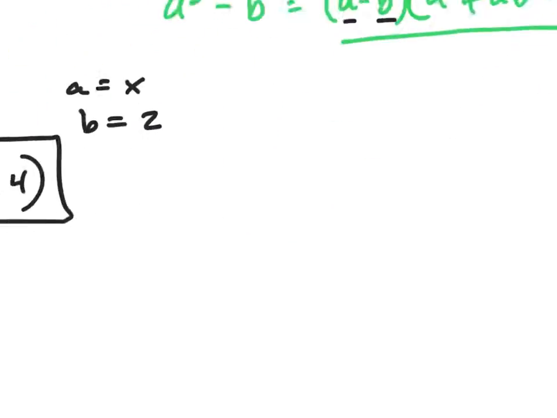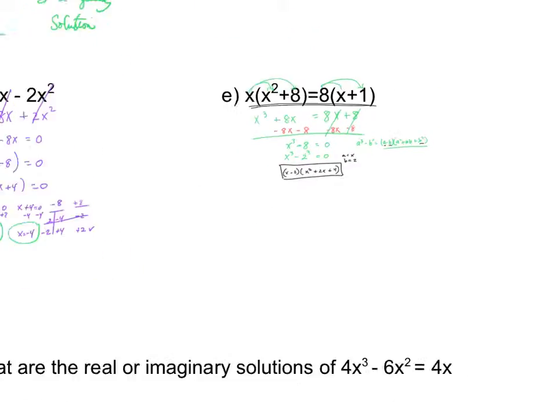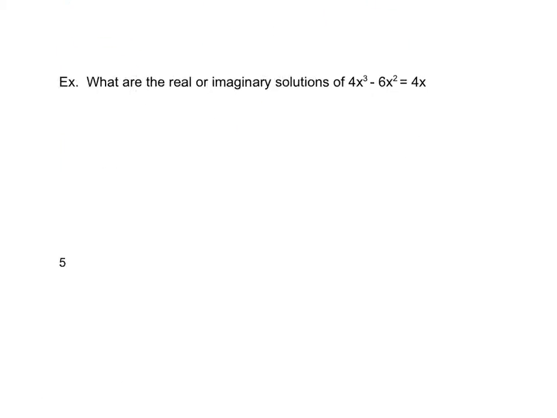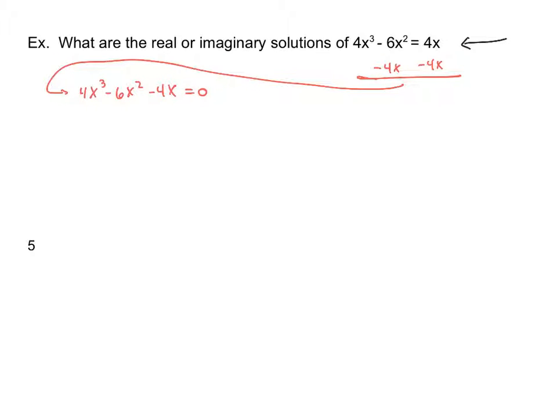And let's see here, going to our next example, we're going to talk about what are the real or imaginary solutions to this. The first thing I want to do is go ahead and get it written over into standard form, again descending variables all on the left hand side. And remembering here, I've gone ahead and rewritten it. I've subtracted 4x from both sides, so I have 4x cubed minus 6x squared minus 4x equals 0.